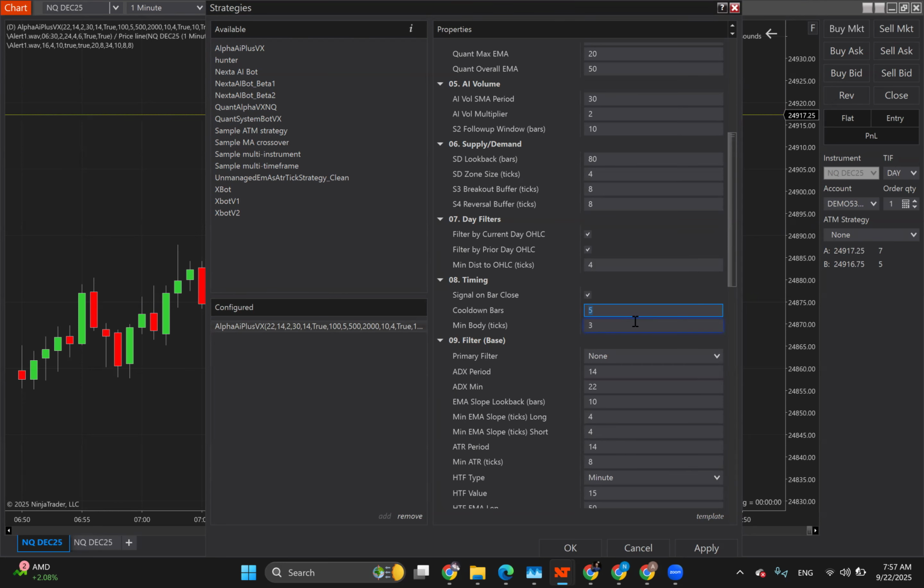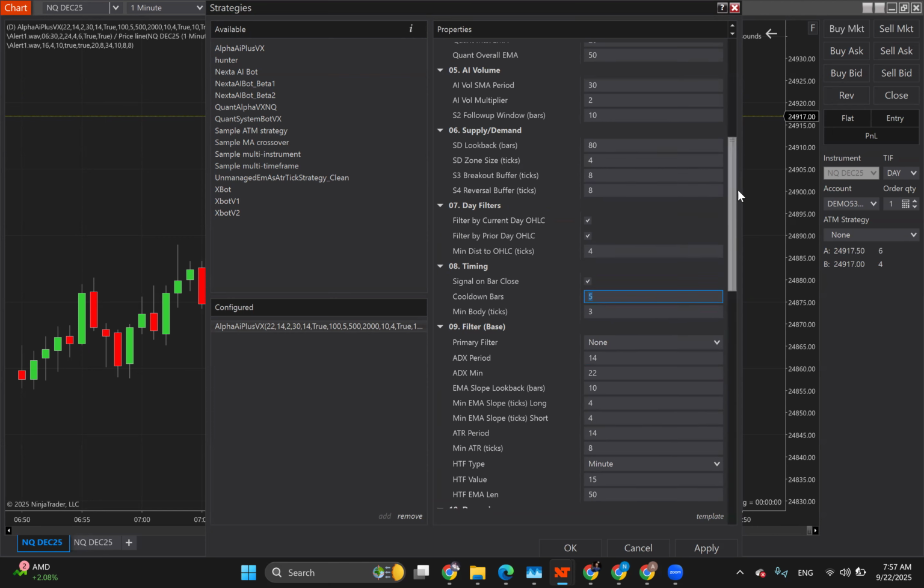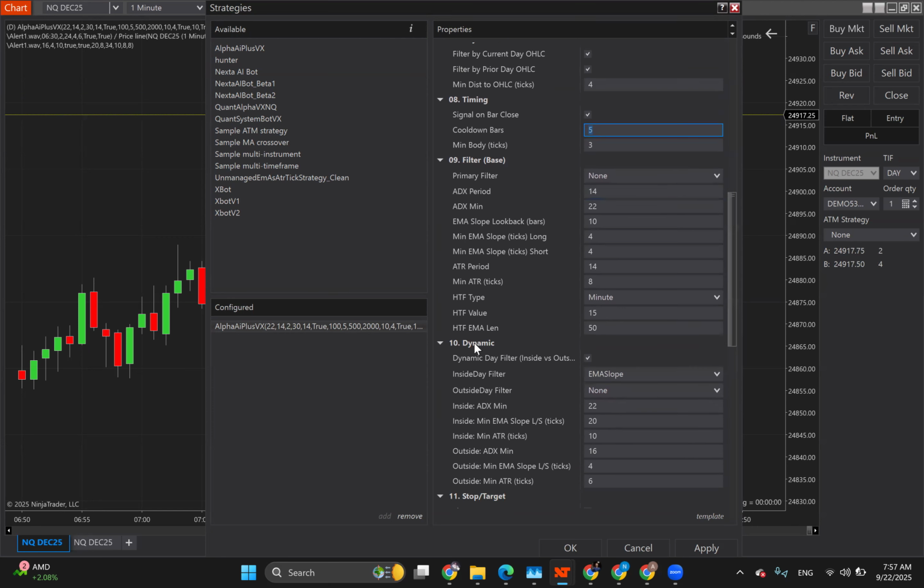Now, the big change we have in this system is that we actually have more than 5 filters, but 2 ways to filter the market. We have something called the primary filter, which is going to be the base, and we have the dynamic, which is a very, very, very cool feature. So the primary, we can also make it none, don't use anything. You can use the ADX filter, you can use the EMA slope, you can use the ATR, the higher time frame, whatever you want to do.